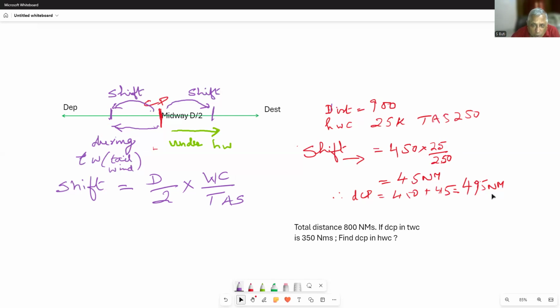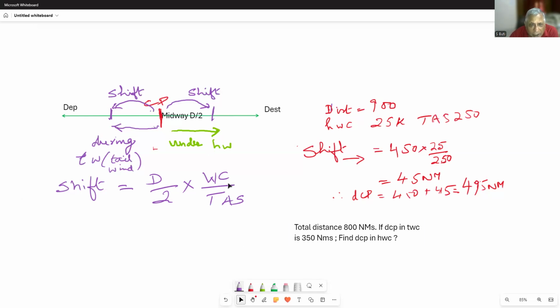See the last question. Did you get the same answer? So there are two methods of doing this. Now let's say a question, sometimes they ask you in the examination, total distance is 800 nautical miles. If DCP in tailwind condition is 350, what will be the DCP in headwind conditions? Now you are looking for values O and H, nothing, how to calculate, not required.